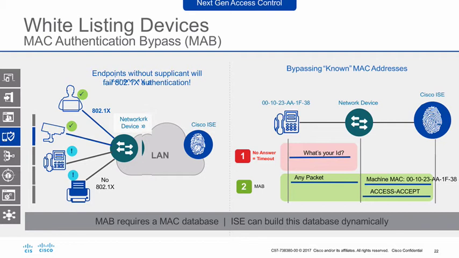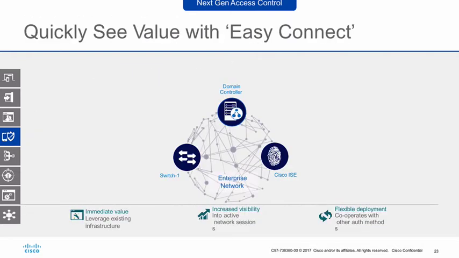Now, when we couple this with profiling, ICE can not only build this database, but we can also classify it at the same time. So it's a really powerful solution, especially when you couple that with profiling. Okay, so Easy Connect, we talked about that being a kind of passive ID, passive authentication type of solution. So we've got three main options for customers that want to authenticate devices. We have our most secure, which is RADIUS 802.1x, and we have our least secure, which is MAC authentication bypass.